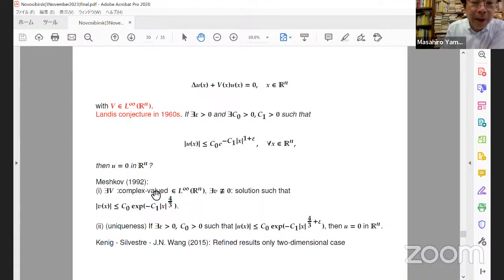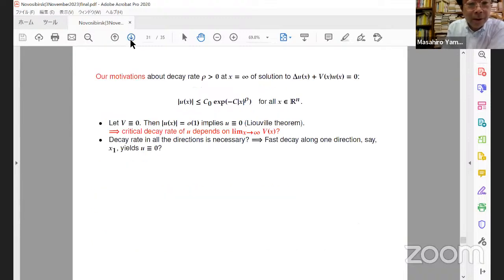Then Meshkov, in 1992, solved it: for order 4 over 3, there is already no Landis conjecture, because he constructed a non-vanishing solution satisfying this. However, if this order is greater than 4 over 3, u vanishes. After that, Koenig, Sylvester and Jenner defined this result, but I think still only the two-dimensional case. This is just a rough sketch.